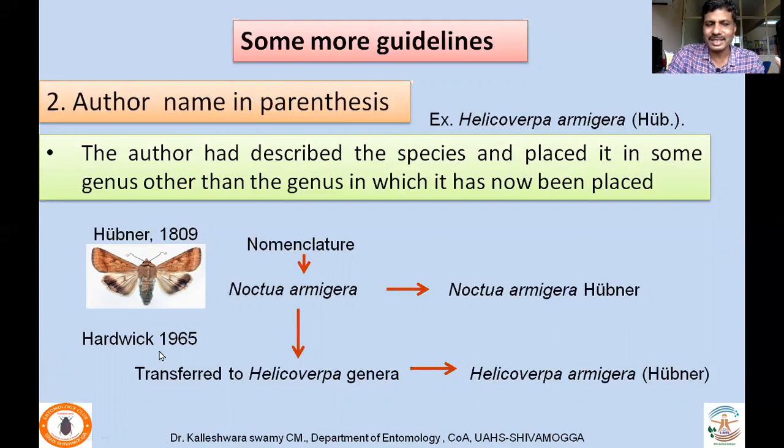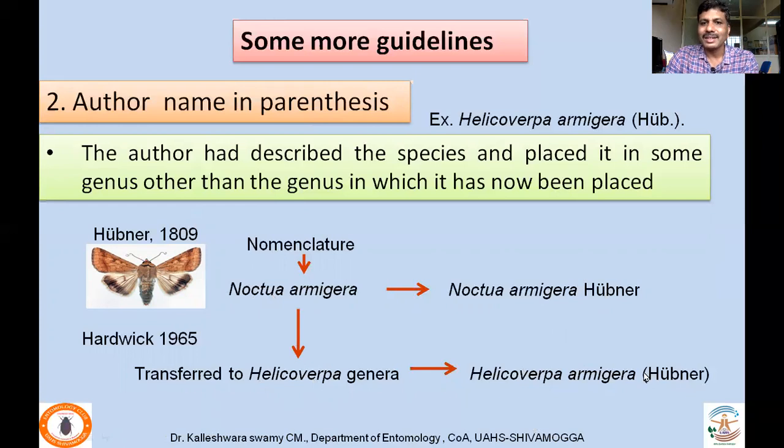But another scientist, going through all the Noctua species described in many parts of the world, feels that this species does not actually belong to the genus Noctua, but to another genus called Helicorpa. Based on that knowledge, he shifts it into the Helicorpa genus. As a result, the name becomes Helicorpa armigera. So the Hübner name, which would be in the open condition, is not placed in the bracket in the earlier situation.